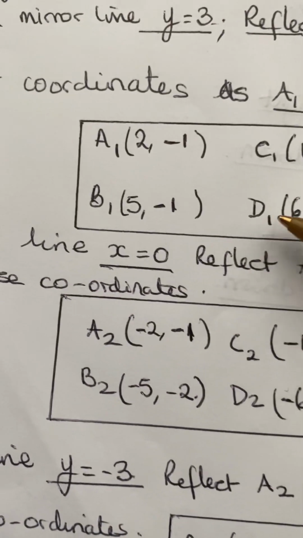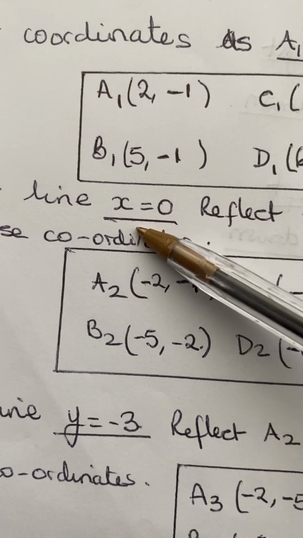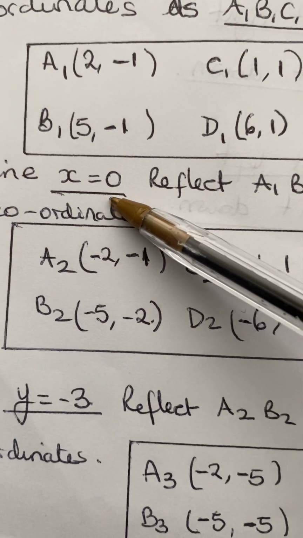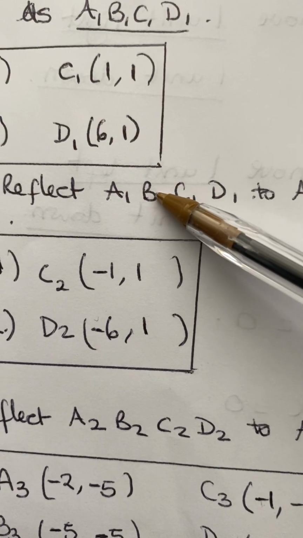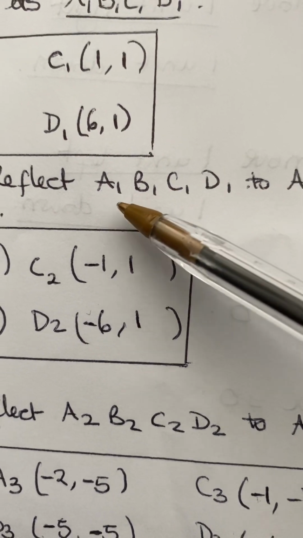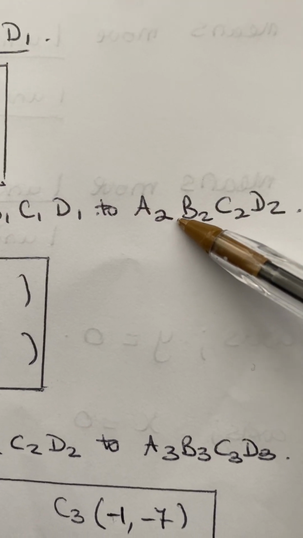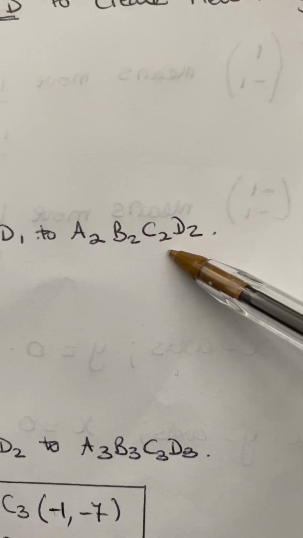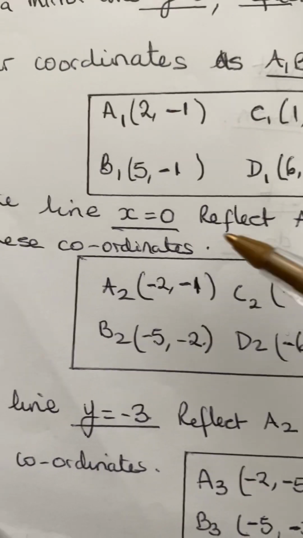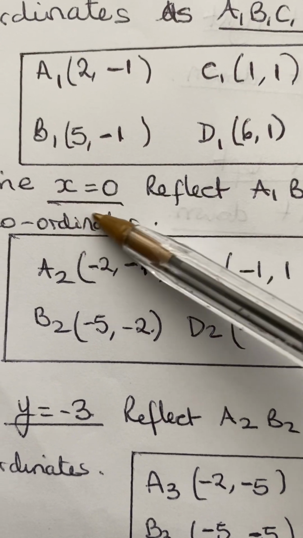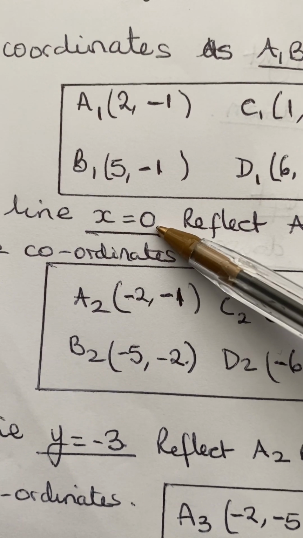So I've done the first two. Okay, now with the new object, using the line x equals 0, so this is my new mirror line now, reflect the new image A1, B1, C1, D1 to A2, B2, C2, D2. Okay, so now the new line of reflection or mirror line will be x equals 0.